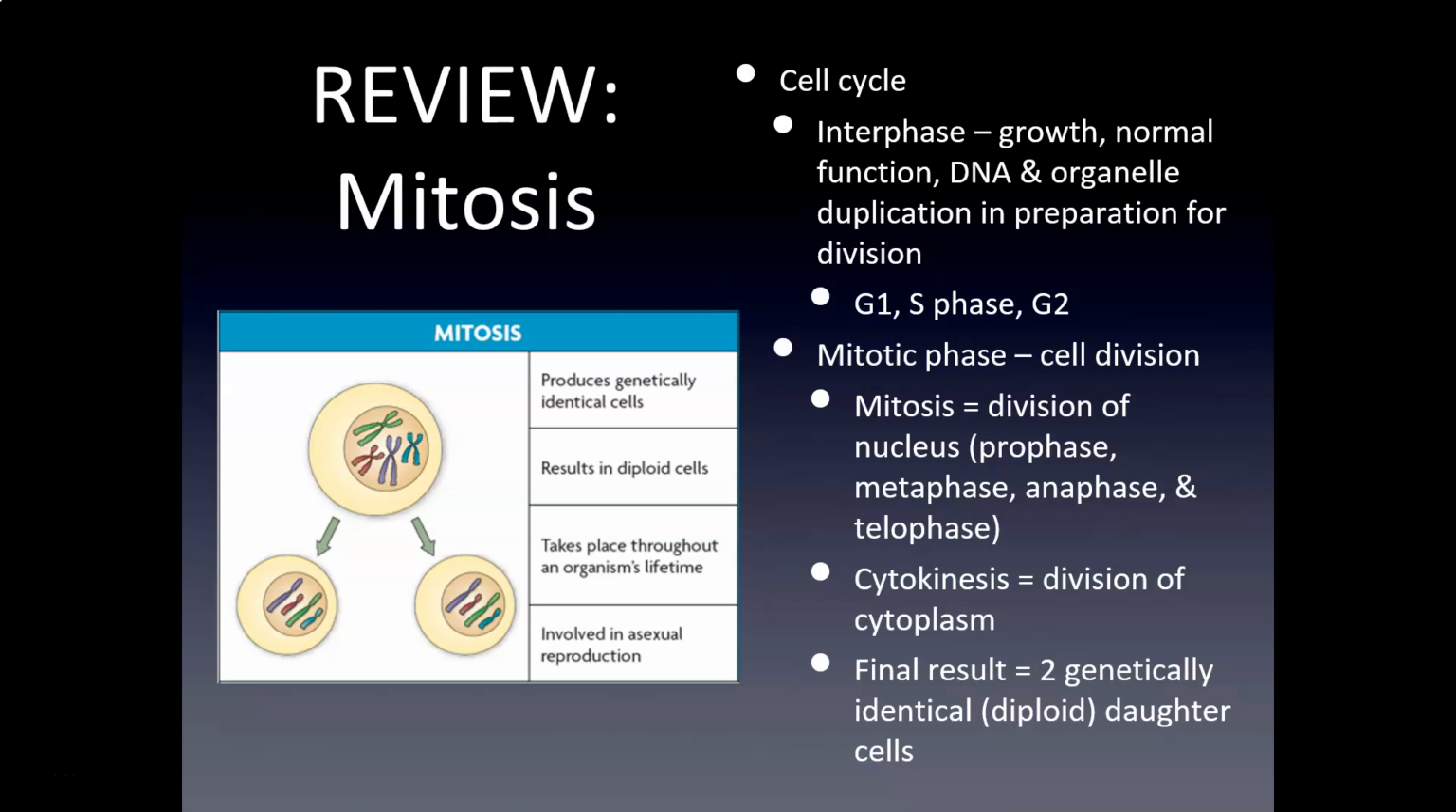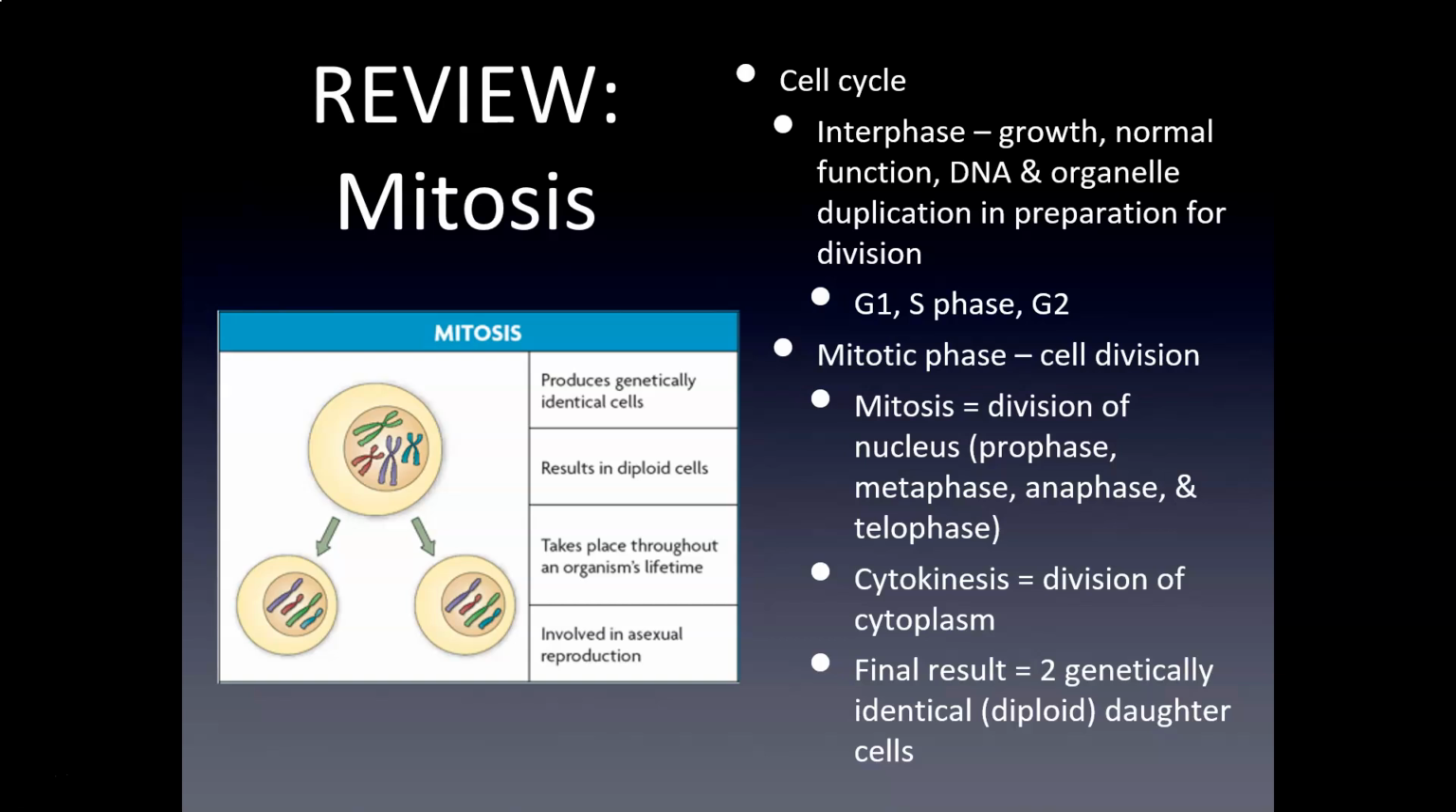Now, if we're going into mitosis, then after G2, we enter that mitotic phase, that cell division phase, which is where we talked about mitosis versus cytokinesis. So, mitosis being the division of that nucleus, and we talked through prophase. Chromosomes are condensing, they're starting to attach to spindle fibers, the nuclear membrane's disappearing. Metaphase, where all of those chromosomes line up along that metaphase plate in the middle of the cell. Anaphase, the sister chromatids split and start moving towards the poles along those spindle fibers.